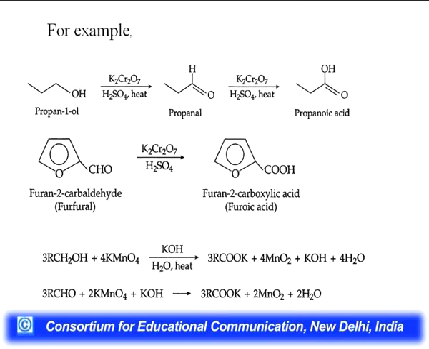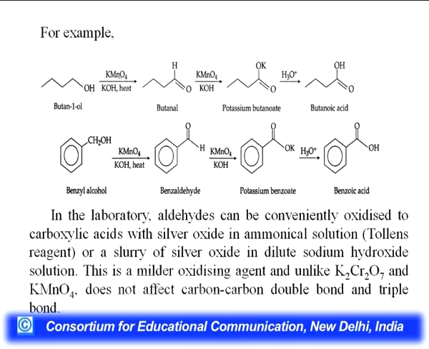With KMnO4, potassium permanganate, and KOH, potassium hydroxide, potassium salts of carboxylic acids are formed with manganese dioxide and water molecule. There are other examples. Butan-1-ol, when reacted with potassium permanganate and KOH, is first oxidized to butanal, then potassium butanoate, which on hydrolysis will give you butanoic acid.